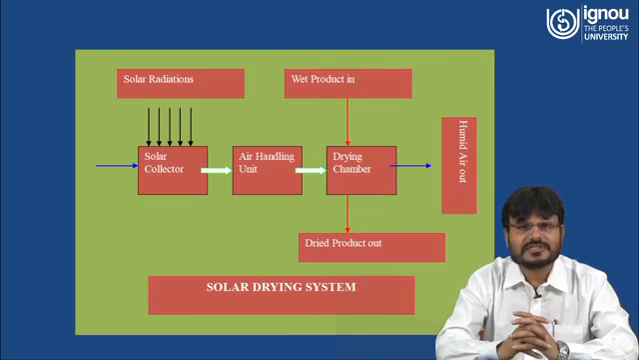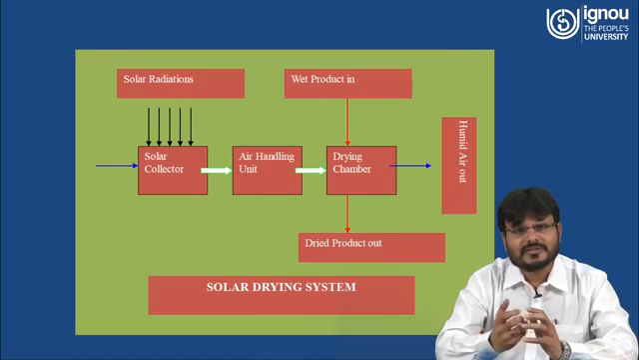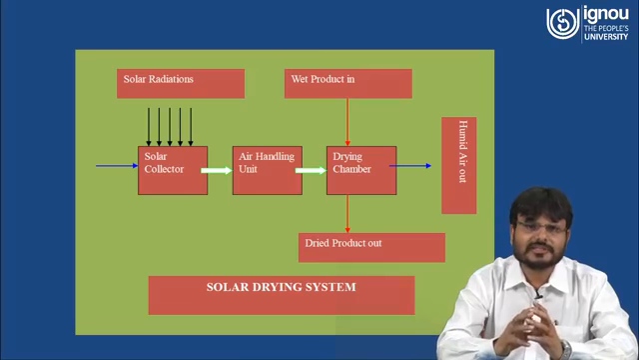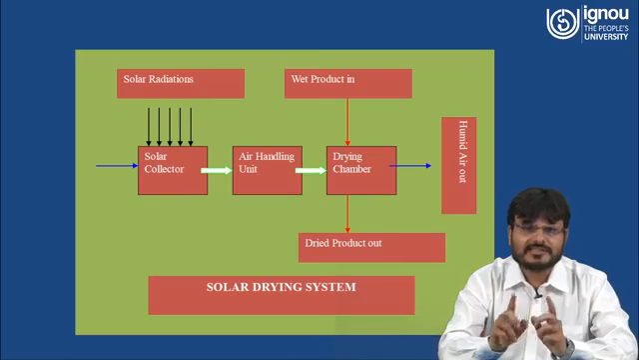As you can see, the solar radiation coming from the sun will be collected with the help of the solar collector. Now the solar collector will collect the solar energy, and the temperature inside the collector will increase, and whatever the temperature of the air inside the collector, it will be given to the air handling unit, and from the air handling unit this hot air will go through the drying chamber, and in this drying chamber different products are placed.